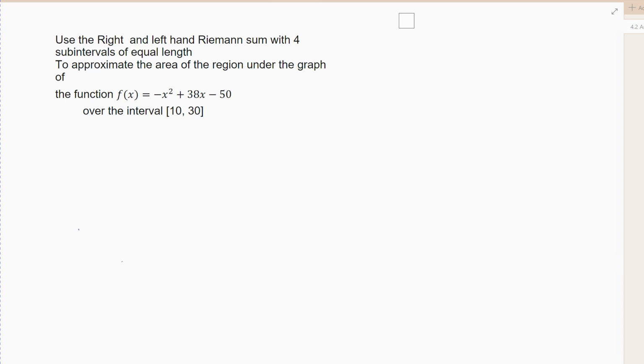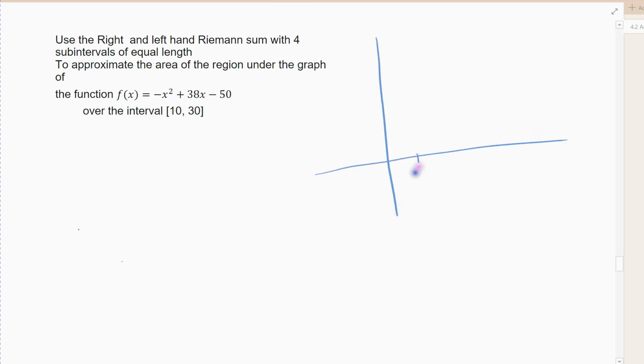Alright, so I've got my function, x squared plus 38x minus 50. I want to find the approximate area of the region under the curve. I want to use 4 subintervals, which means I'm going to divide it up into 4 rectangles. And I'm going to draw the picture. I think it's a good rule of thumb to have the picture.